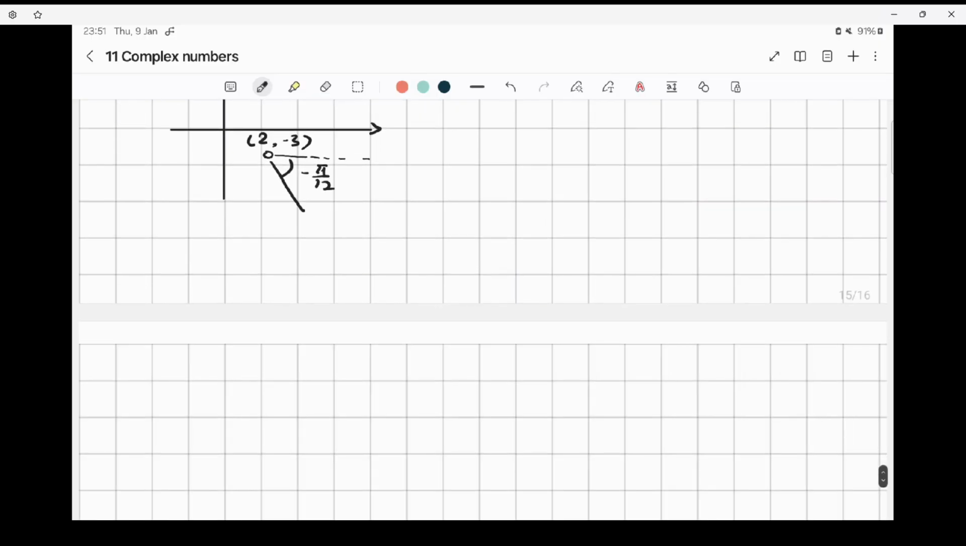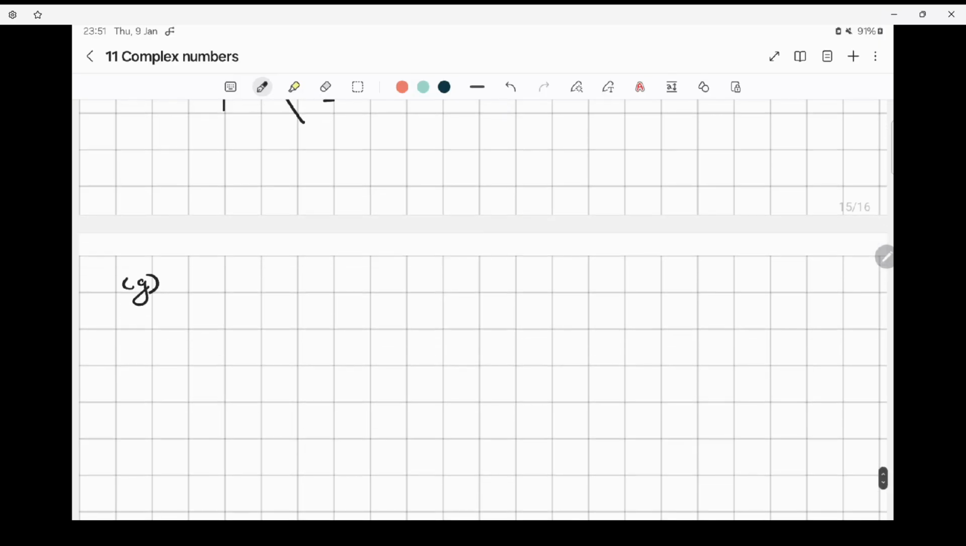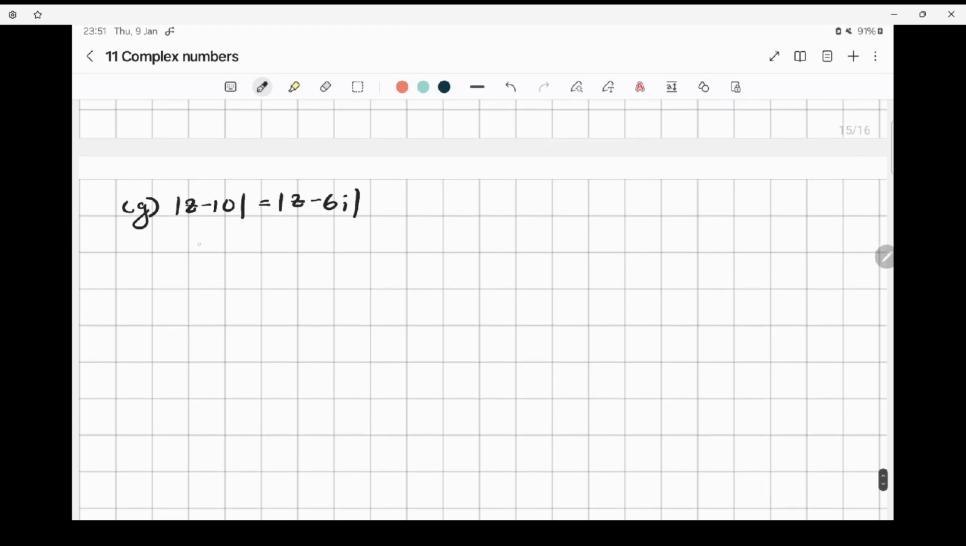Okay, so now let's look at some examples of perpendicular bisector. So you have modulus z minus 10 equals modulus z minus 6i. So then what you need to draw is something like this. You have 6i over here and then 10 over here. So this will be the line that you need to bisect.